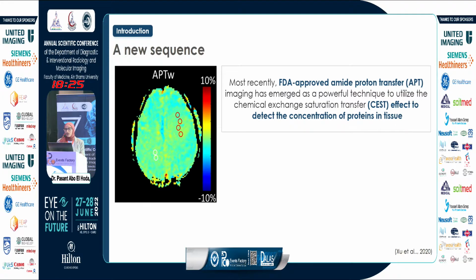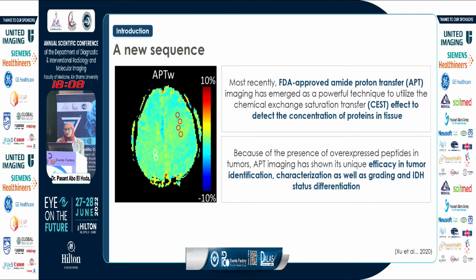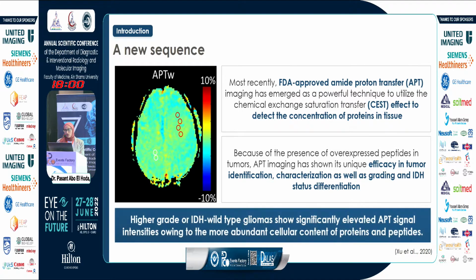Most recently, FDA-approved amide proton transferase, APT imaging, has emerged as a powerful technique that utilizes the chemical exchange saturation transfer effect between peptides, small protons, that's what peptides mean, and bulk water. Because of the presence of overexpressed peptides in tumors, APT imaging has shown its unique efficacy in tumor identification and characterization. Some studies have demonstrated the capability of APT imaging in tumor identification, characterization, as well as grading and IDH-status differentiation. High-grade tumors usually have increased cell density, thus having increased proteins and peptides in tissue, increasing the APT signal.